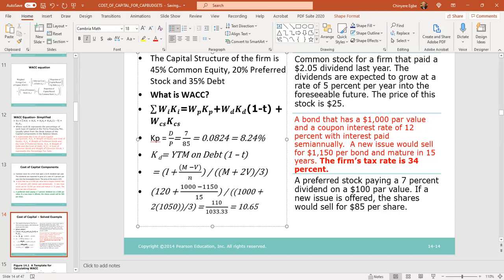10.64 times 1 minus the tax rate. The tax rate is what? 34%, 0.34. Can somebody give me that cost of debt? 10.65 times 1 minus 0.34. What does it give you? Hello? Everybody still there? Yes, Professor, I'm trying to work it out. We're calculating.